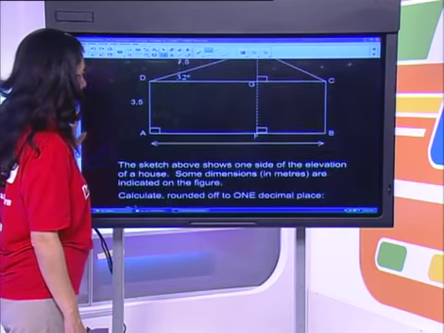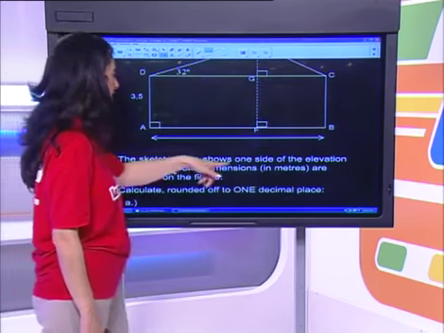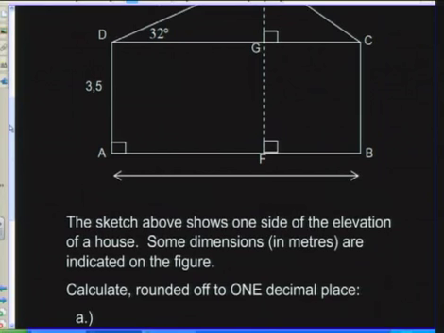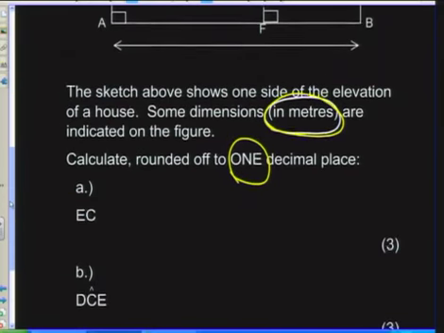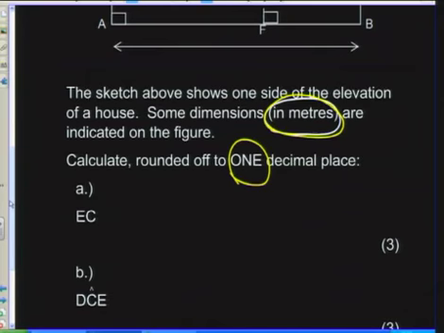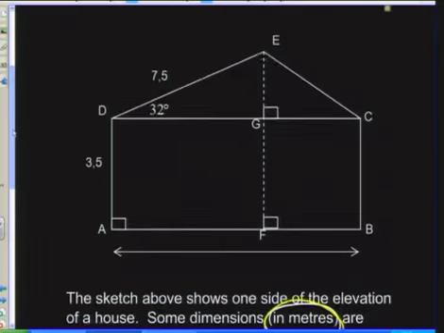So we are given a sketch which shows one side of the elevation of a house, and some dimensions in meters are given. We need to pay attention to the units. On the figure, calculate, rounded off to 1 decimal place. So 2 things we need to pay attention to: the units that we're given and how many decimal places we need to round off to. And we would like to find EC.